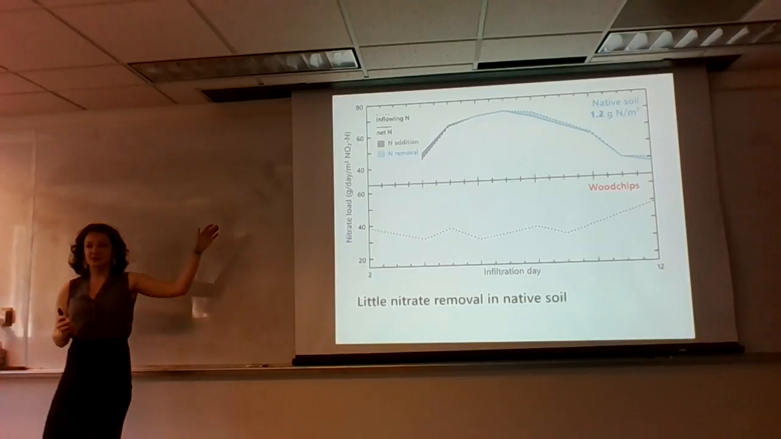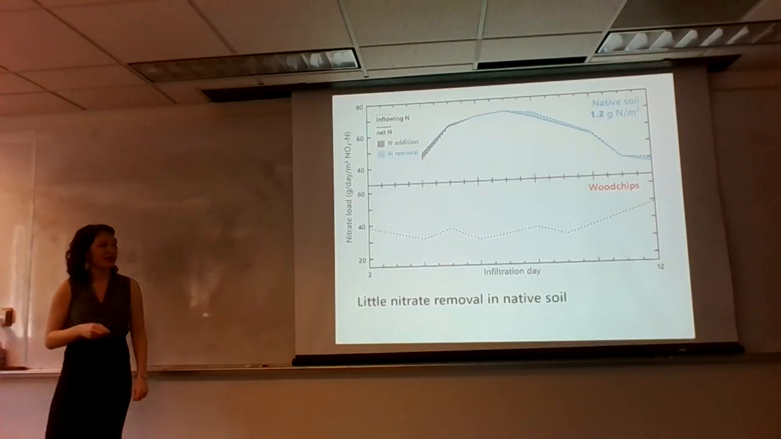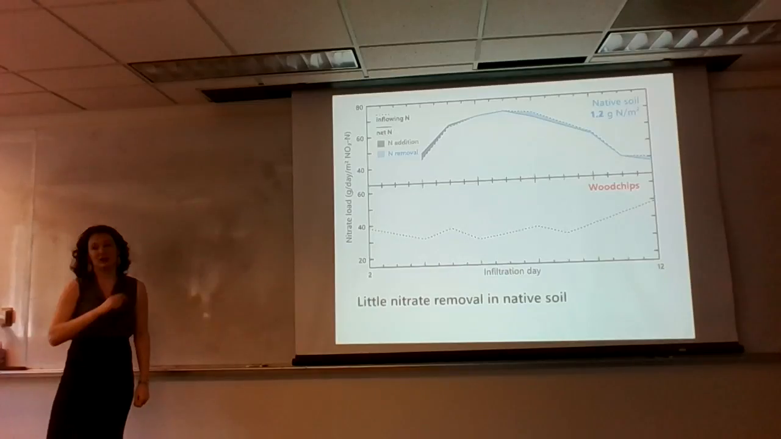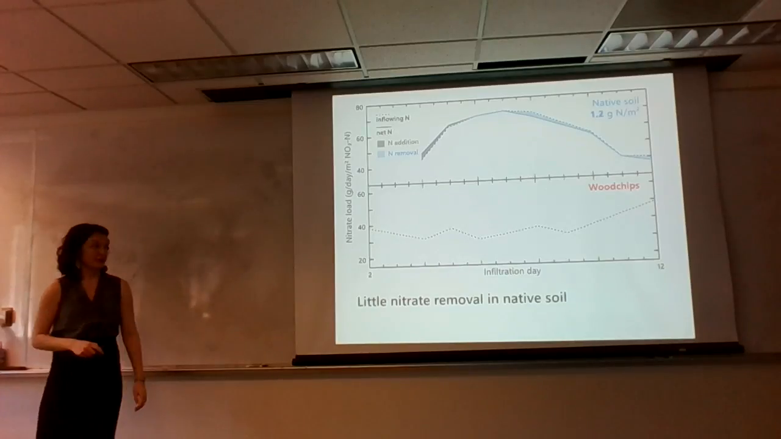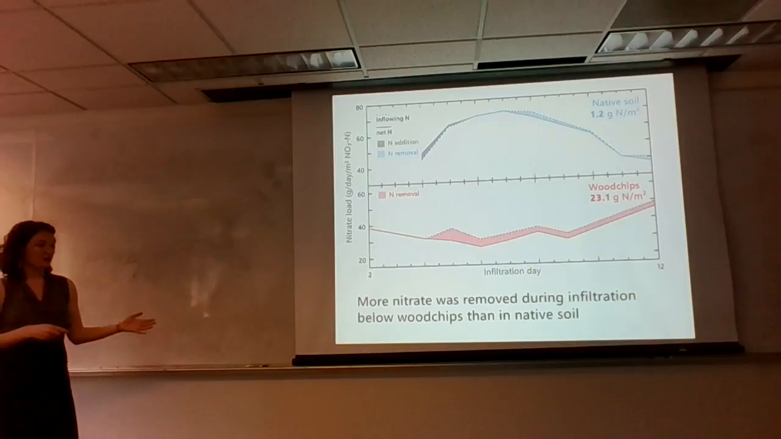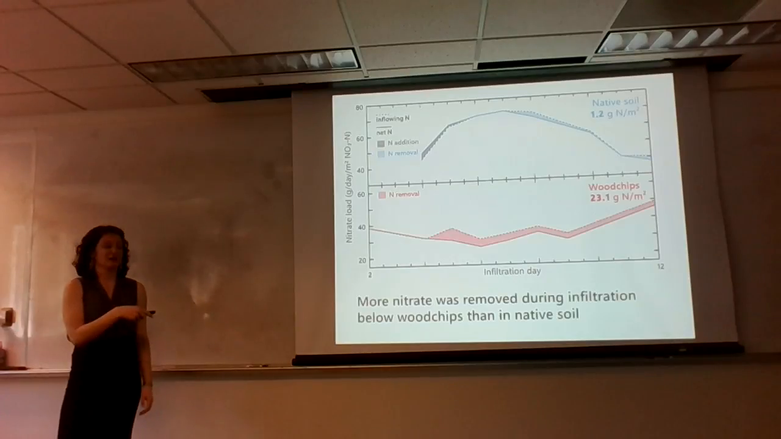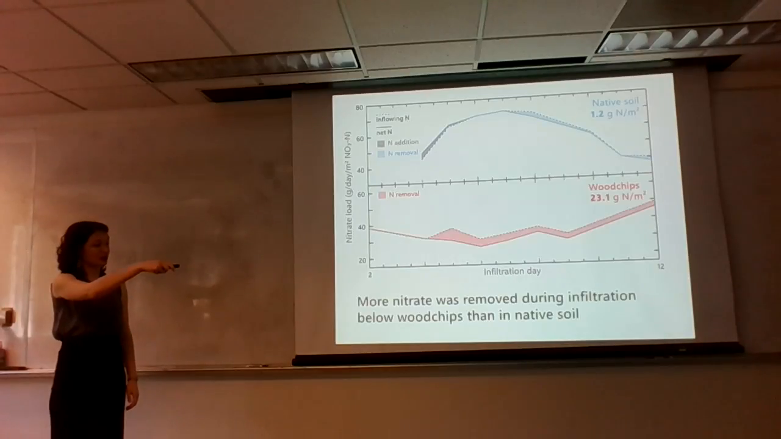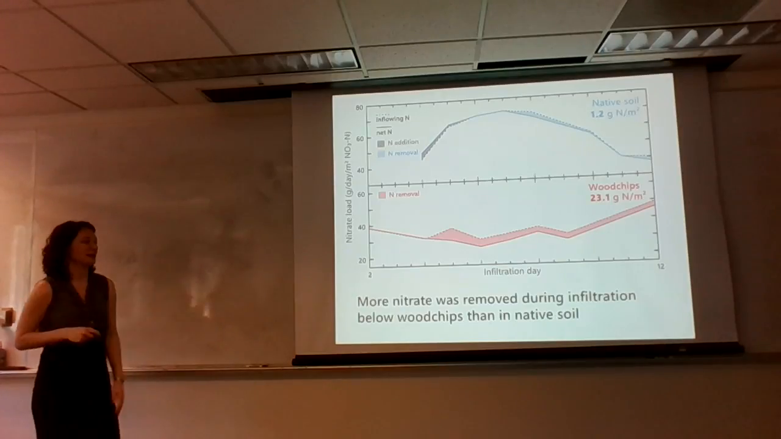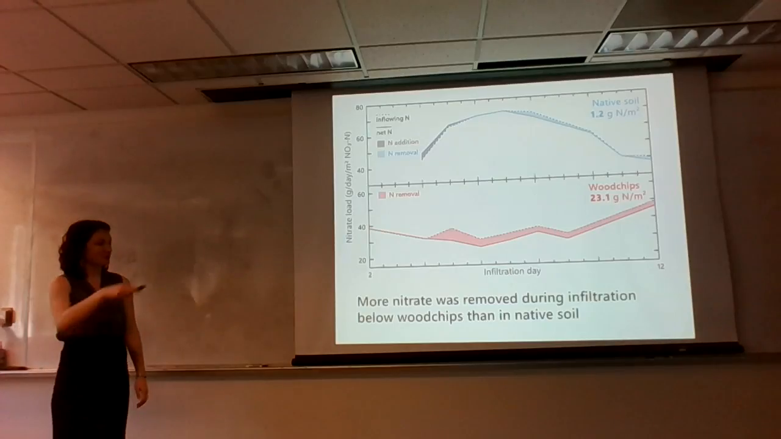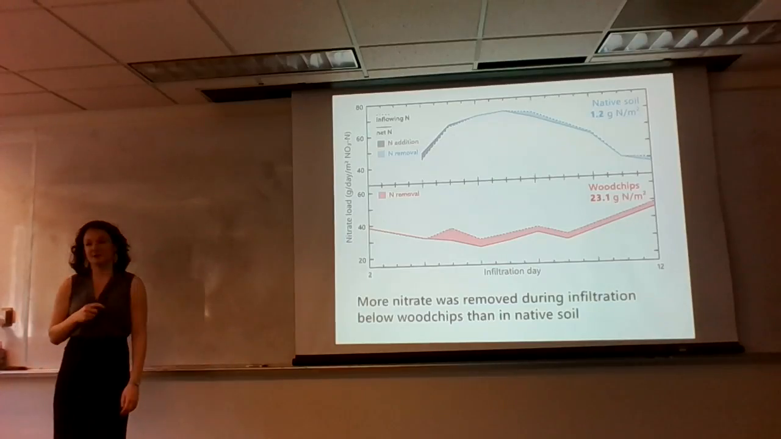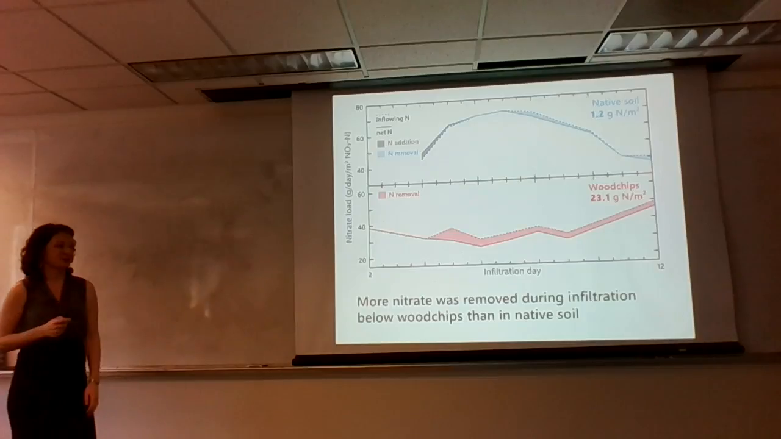Overall, there wasn't much consistent nitrate removal during these experiments, and for this one, it added up to about 1 gram of net removal over the 2 weeks. However, below the wood chips, there was consistent nitrate removal after a few days spin-up period. So here's the net nitrate load in the deepest sample, and I shaded in the removal in light red. Overall, it added up to about 20 times as much nitrate removal compared to the native soil.